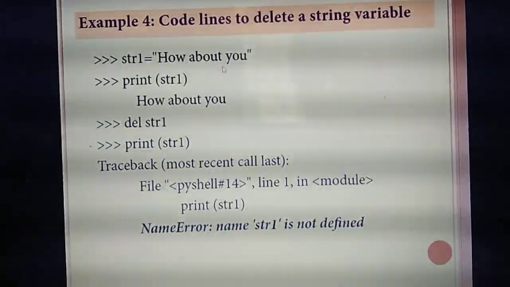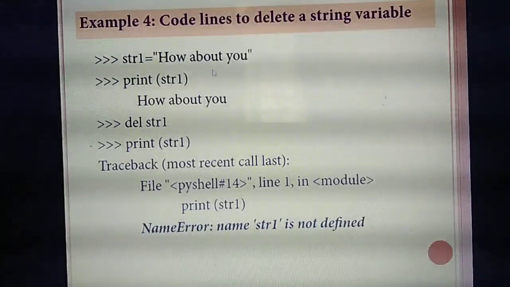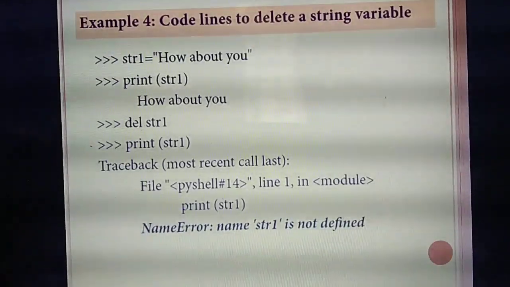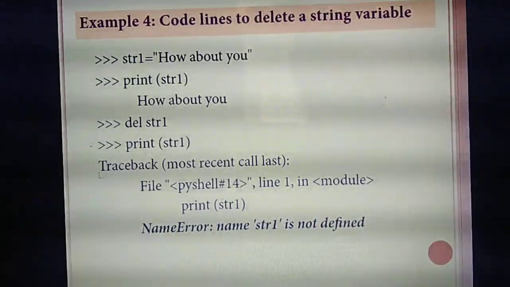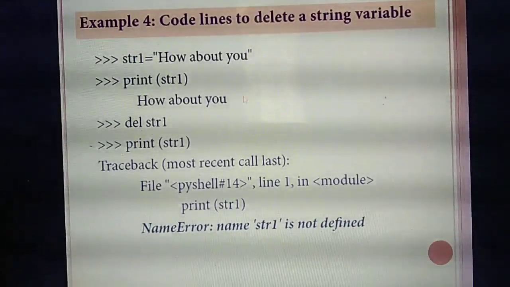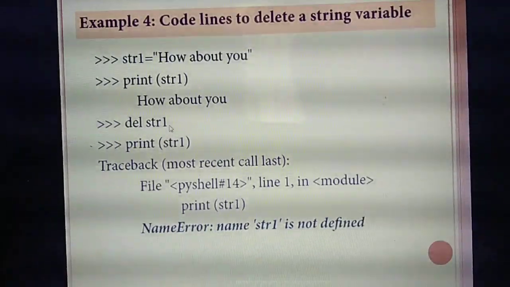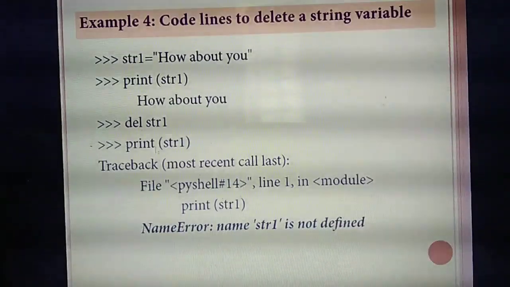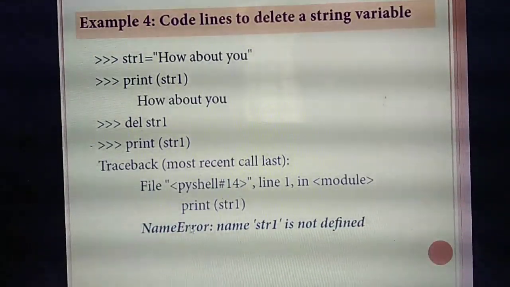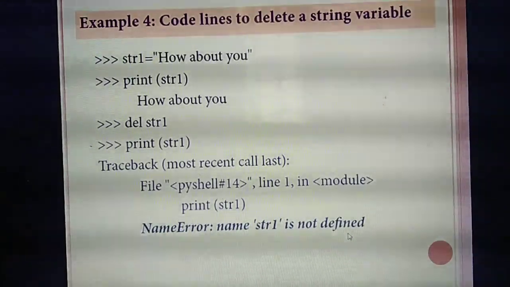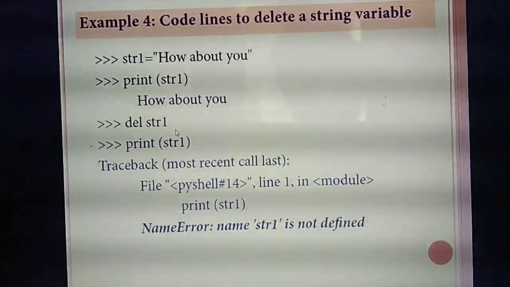See, the same thing: str1 is "how about you". Next I am going to print. What output will you get? "How about you". Next I am going to delete the whole thing. del str1 means it will delete the full sentence. Next I am going to print str1. Up to this line the sentence gets deleted. After that, will the sentence be there? No. So when you run the program, you get the output "str1 is not defined". Why? Because till this line the sentence gets deleted, and after that it will not be there.